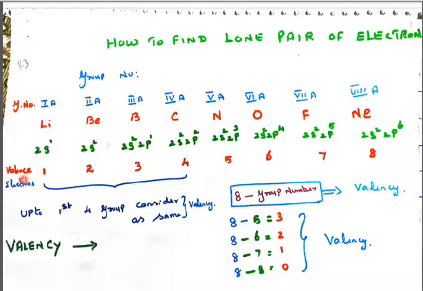So for lithium, the valence electron is 1. For the beryllium family, valence electron is 2. For the boron family, valence electron is 3. For the carbon family, 4. For the nitrogen family, 5. For the oxygen family, 6. For fluorine, valence electron is 7. For neon, valence electron is 8.